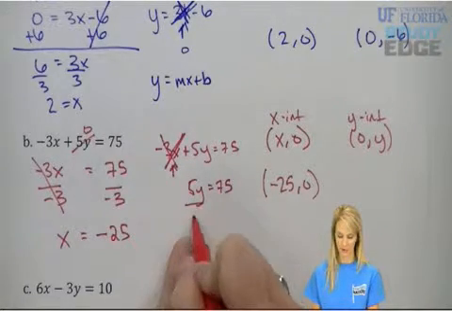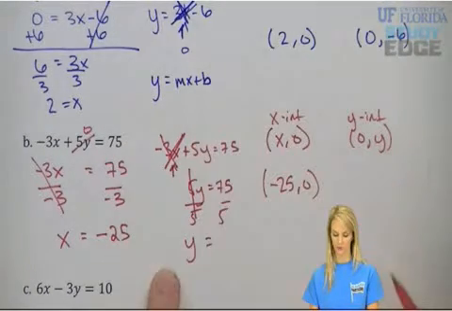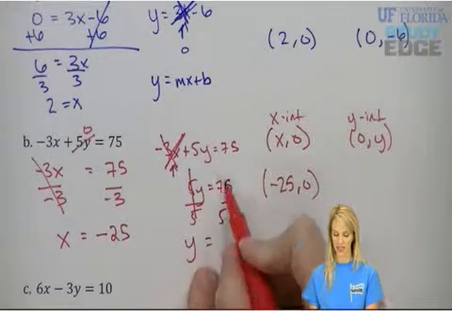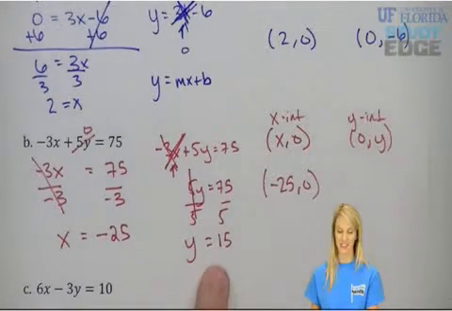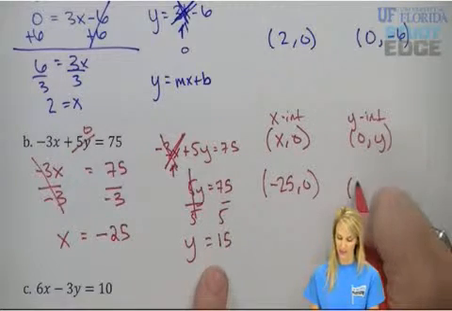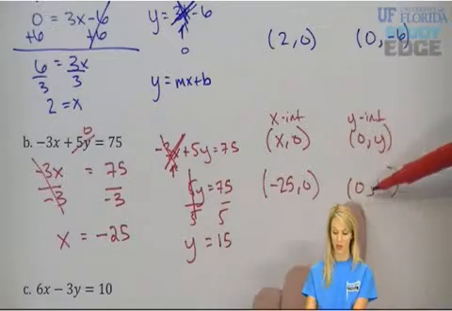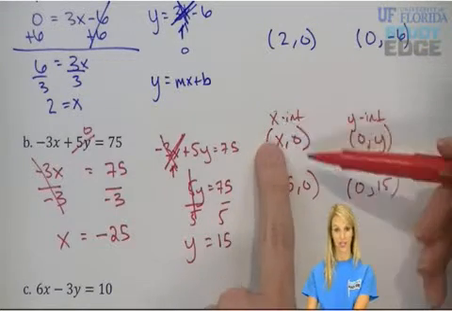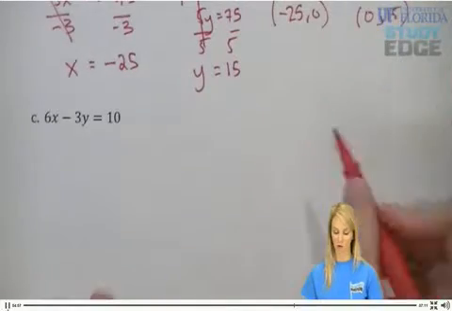Are we done? We've got to solve for y. Let's divide by 5, and we get y equals 75 divided by 5, which is 15. So our y-intercept is 0, comma 15. Remember, your y-intercept is always going to have a 0 for x. Your x-intercept is always going to have a 0 for y. All right, we've got one more.